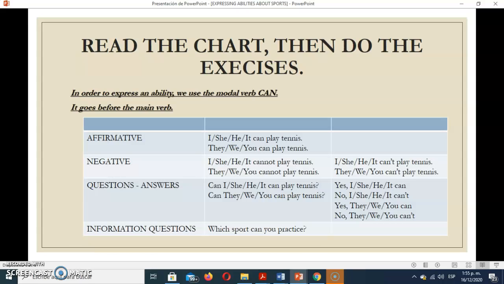To make a question, we're going to use the modal verb. Can you play tennis? Can they play tennis? Yes, they can, or no, they can't. And we are going to practice these questions. Which sport can you practice? In my case, I can practice volleyball.